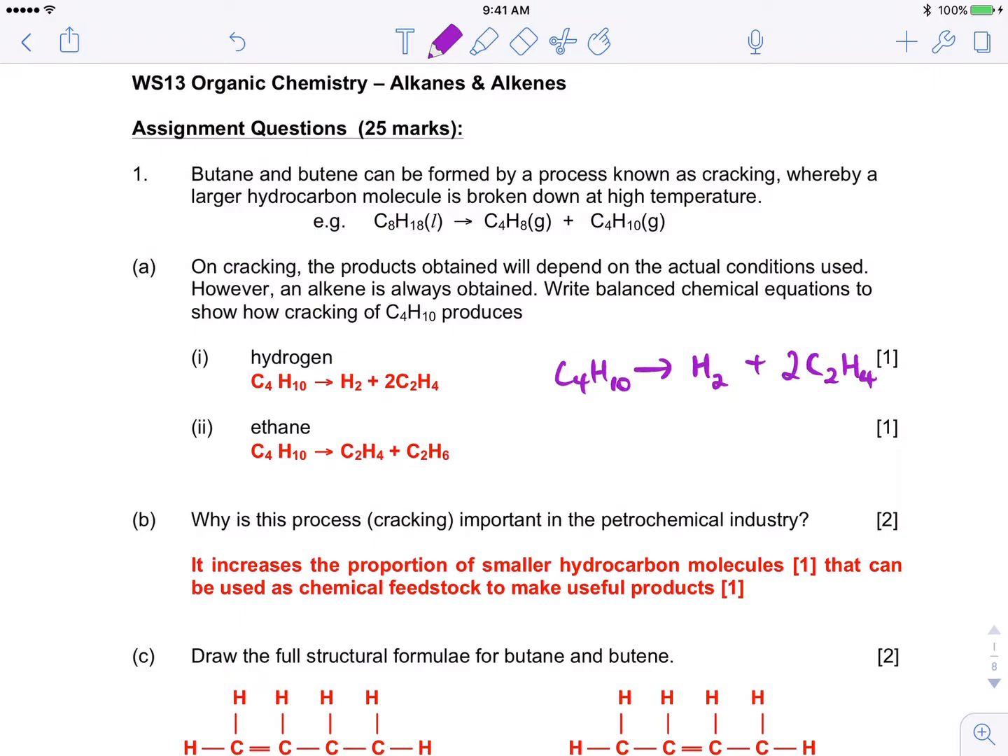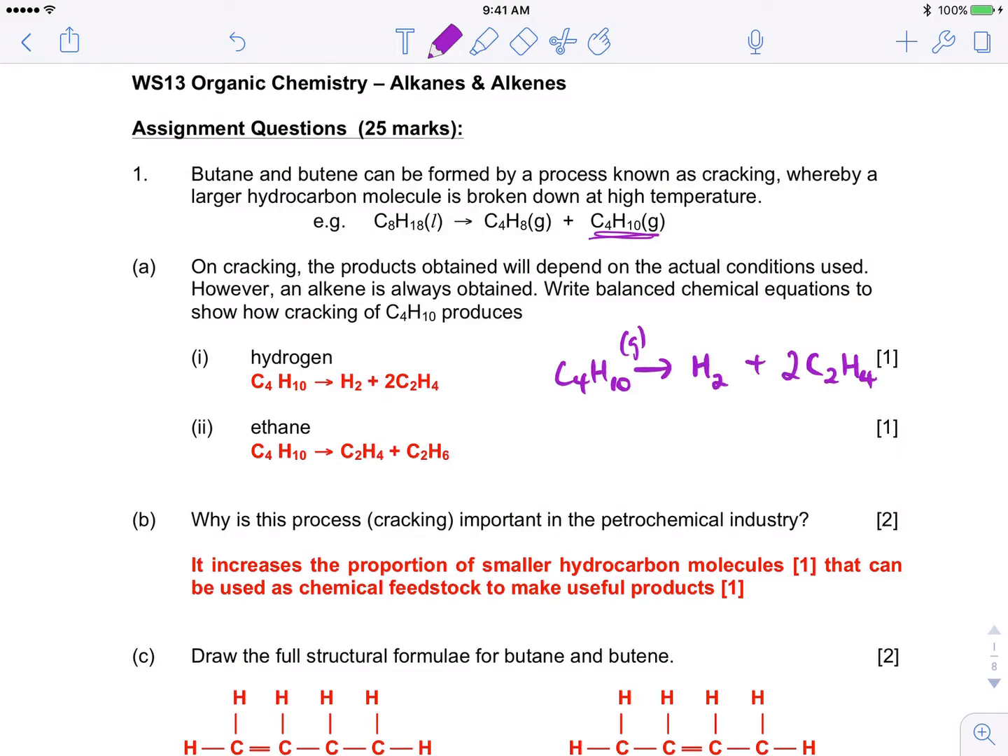Some of you wrote state symbols. Note that your butane is a gas at room temperature and pressure. Like here, note that it's a gas, not a liquid. Only the longer chain hydrocarbons are liquid at room temperature.